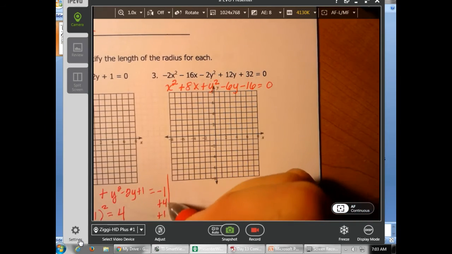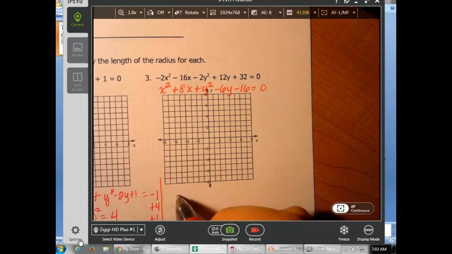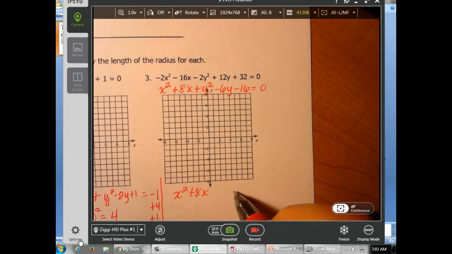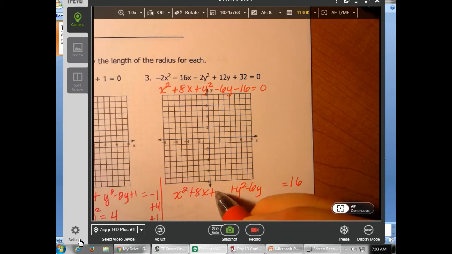So again, we are going to group our x terms together and our y terms together. So I have x squared plus 8x, leave some space. I have plus y squared minus 6y, leave a little bit of space, and add the 16 to the other side. So half of 8 is 4, squared is 16, so add 16 to both sides. Half of -6 is -3, squared is 9, add 9 to both sides.